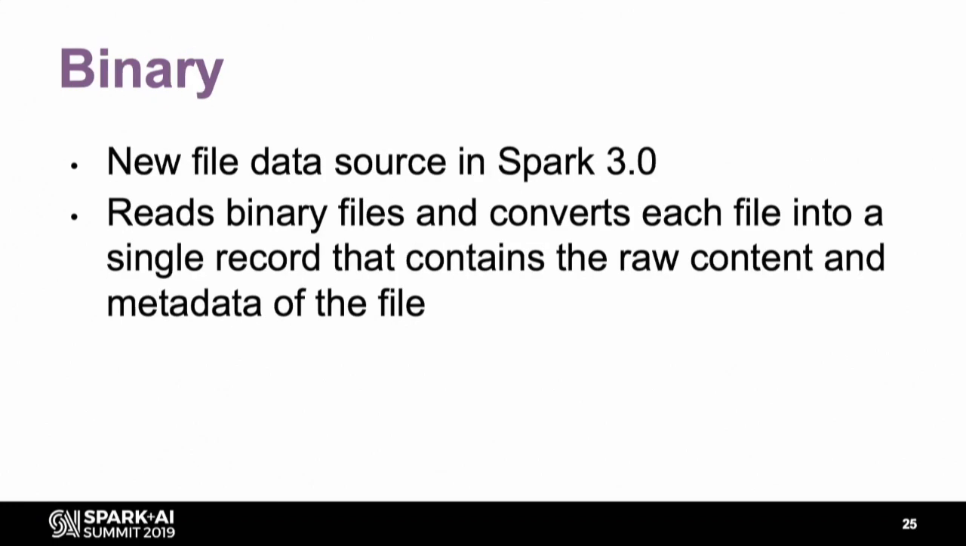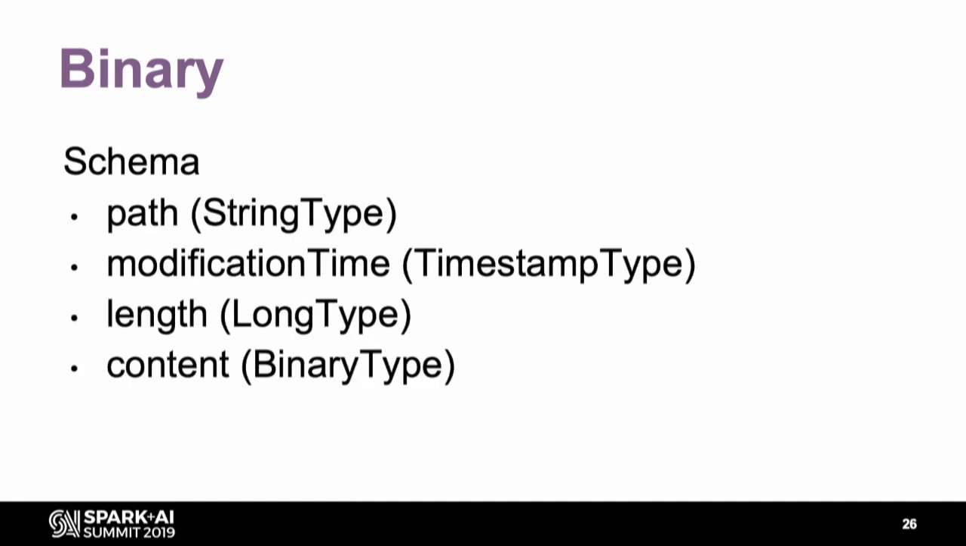In Spark 3.0, we introduced a new file data source, binary. The binary data source reads binary files and converts each file into a single record that contains the raw content and the metadata of the file. The schema is fixed. It includes the file path, the modification time, the file length, and the raw content.